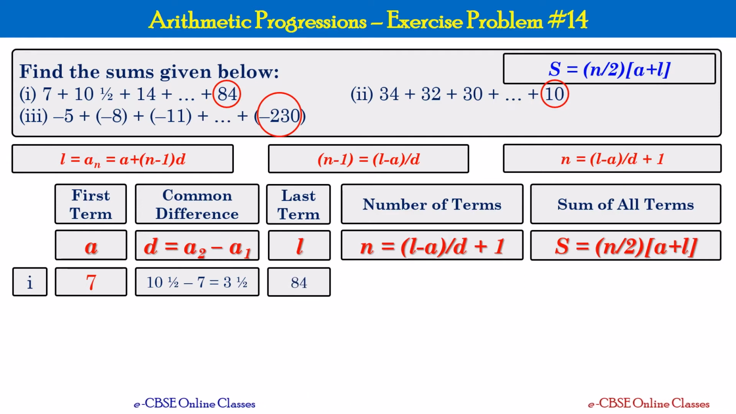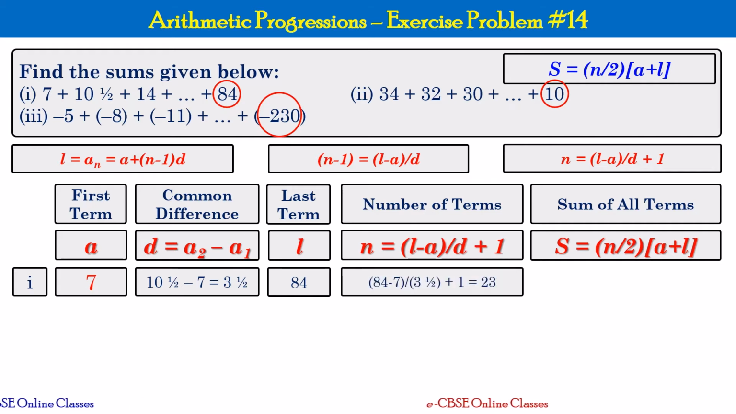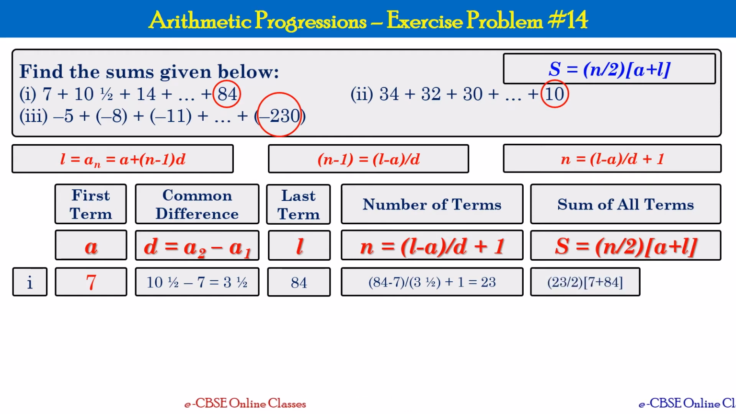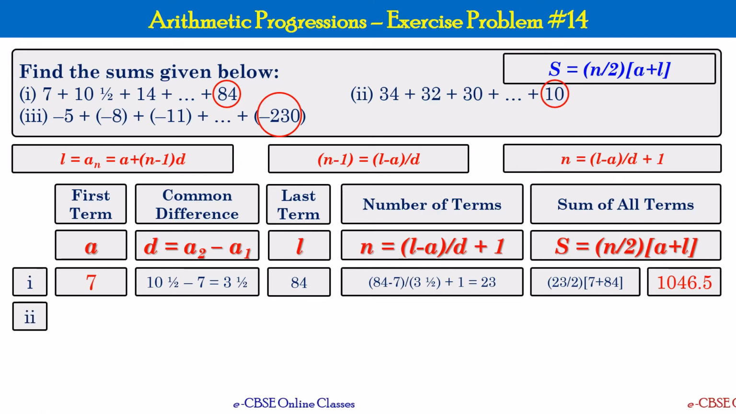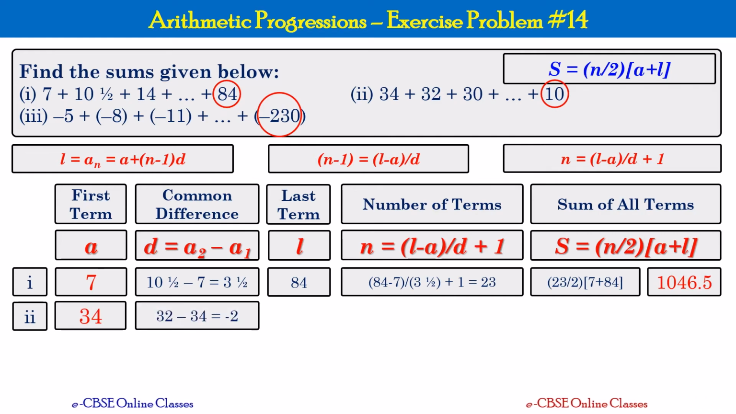So when I substitute D, L and A here and calculate the value of n, it is coming out as 23, and substitute here in the formula, that becomes 23 by 2 times 7 plus 84. After calculating, it is coming out as 1046.5. The second problem, first term is 34, common difference is 32 minus 34, that is minus 2.